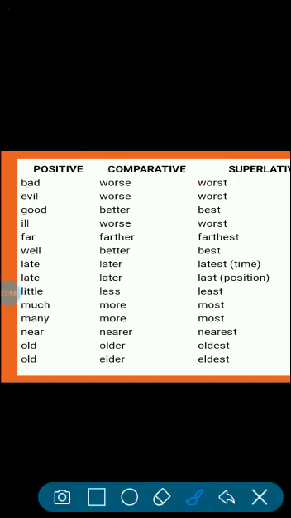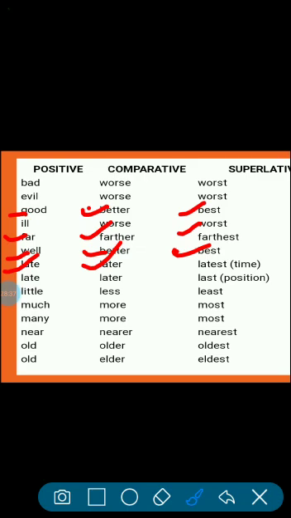And the next one is good. Good, everybody knows, better and best. Okay? And there is one more word that is the same. It is well. It is better and best, the same comparative forms. Alright? Okay. The next one is far. The comparative form of it is farther. It is not simply ER. It is farthest. Late, later, latest.